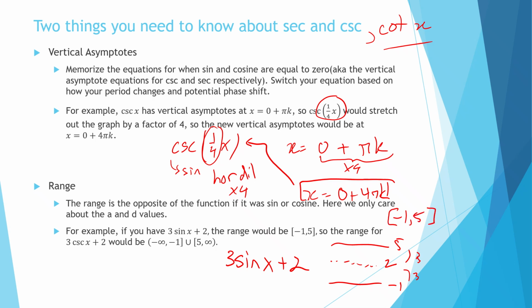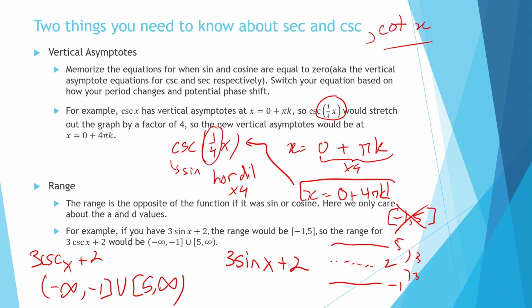So the range for the reciprocal of that, 3 cosecant x plus 2, would be basically everything but the values from -1 to 5, which means you're going to go from -infinity to -1 and from 5 to infinity. So we're not going to include any number between -1 and 5, except for those two numbers. The outsides will be included in our range, so that's how we figure out the range for secant, cosecant, and then cotangent. Based on the graph you saw last slide, the range is all real numbers as well.